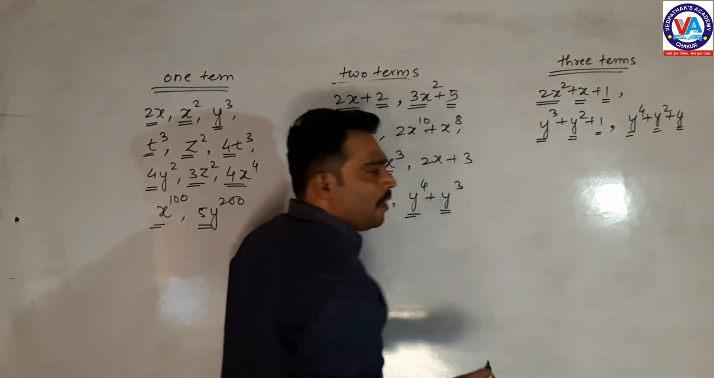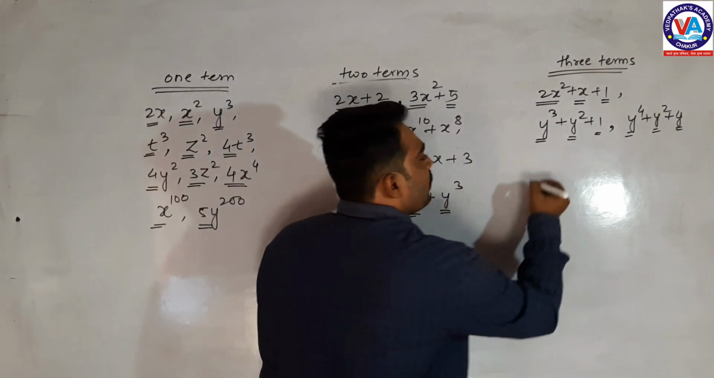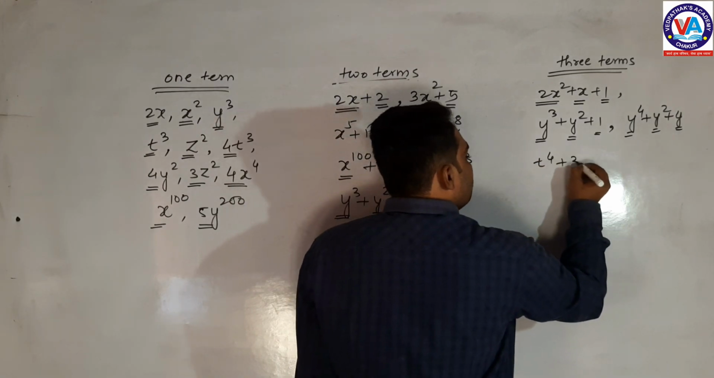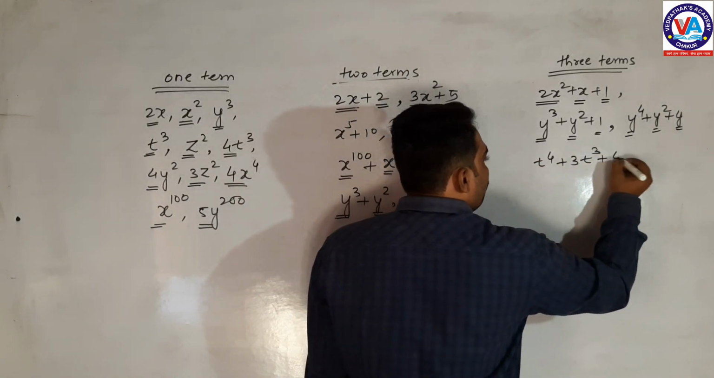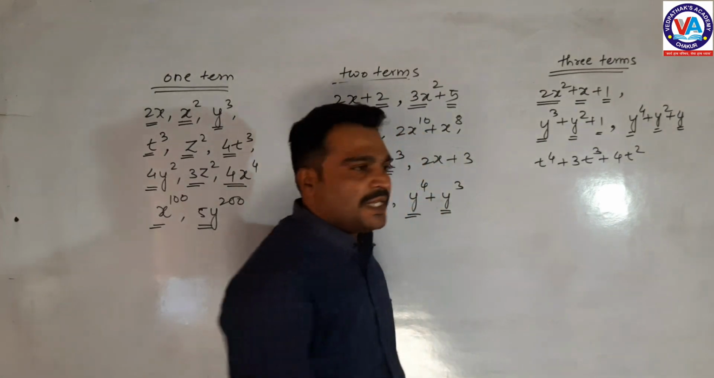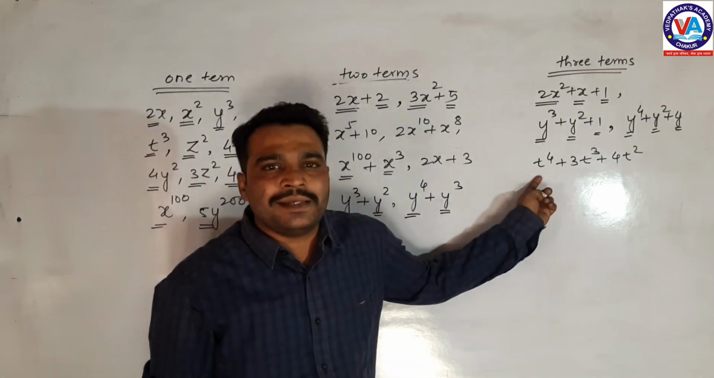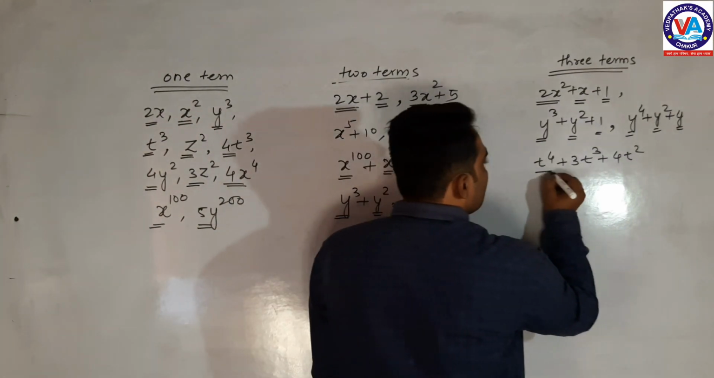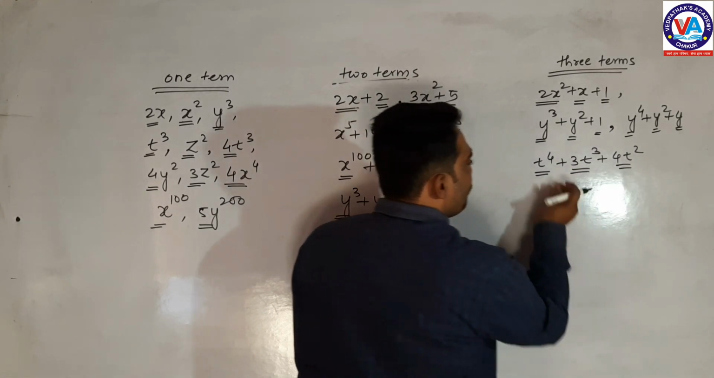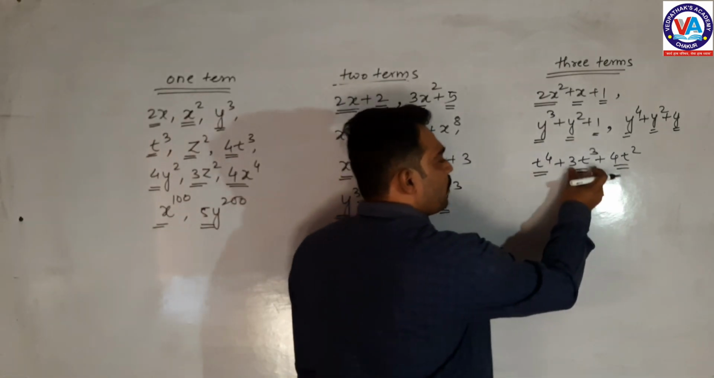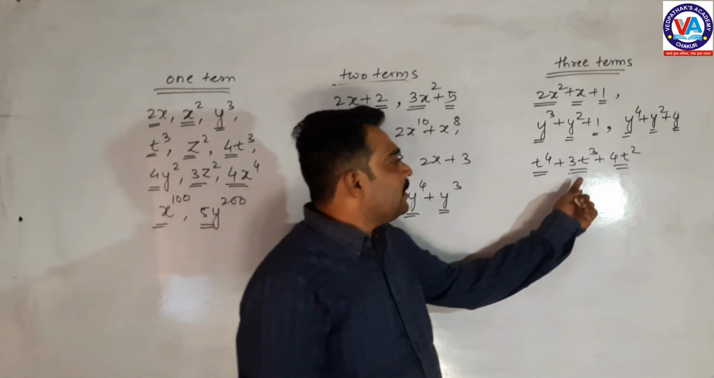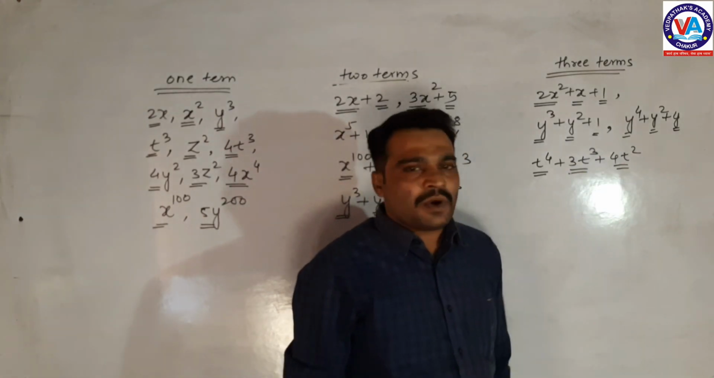Let us consider the polynomial in variable t. t to the power 4 plus 3t cube plus 4t square. Now if you see, this is a polynomial in variable t, and this polynomial is consisting of three different terms. First term will be what? t to the power 4. Second term will be what? 3t cube.